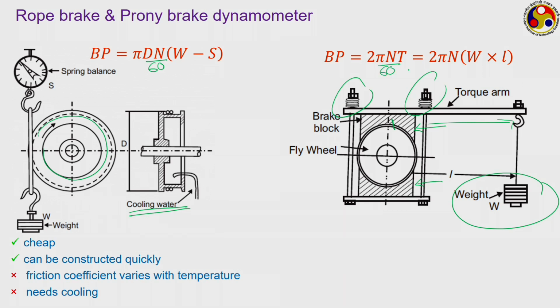So, T is the torque, and torque is nothing but this W into L, L being the length of this torque arm, this is L. Again, this is the simplest possible design, quite similar to the rope brake. Prony brake probably goes back even more in terms of time, but very large heat dissipation or heat generation that we have to be dealing with.